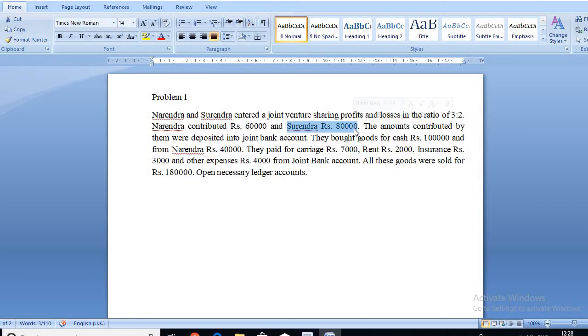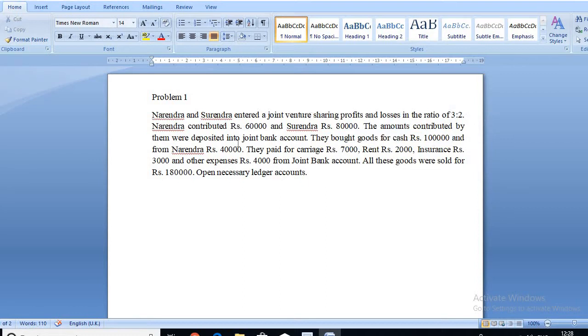For doing business, we require investment. So Narendra contributed rupees 60,000 and Surendra contributed 80,000, and the amounts contributed by them were deposited into the joint bank account. The next transaction: they bought goods for cash rupees 1 lakh. For doing business, we require materials, so these goods worth rupees 1 lakh were purchased.